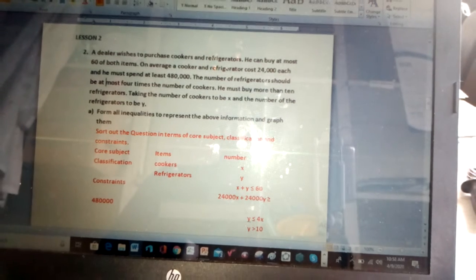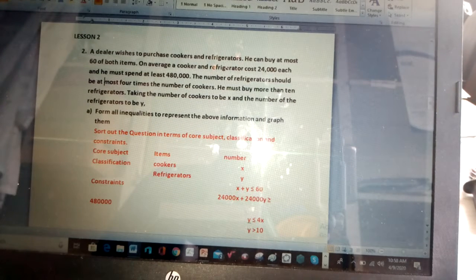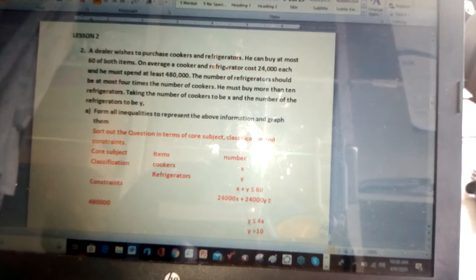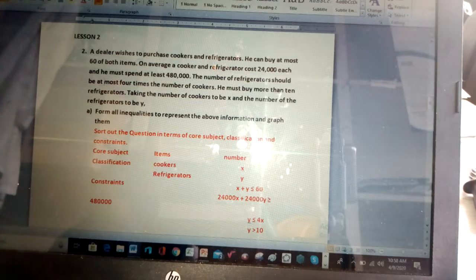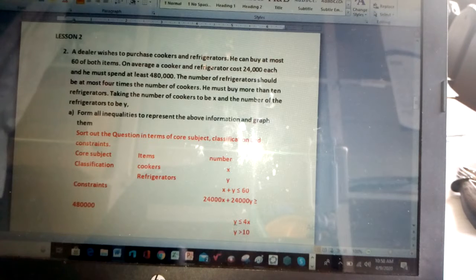Now in our case, a dealer wishes to purchase cookers and refrigerators. Okay? So our core from sentence 1 is purchase. There are items that have to be purchased. Okay? If we can focus, there are items that have to be purchased. That is the core.